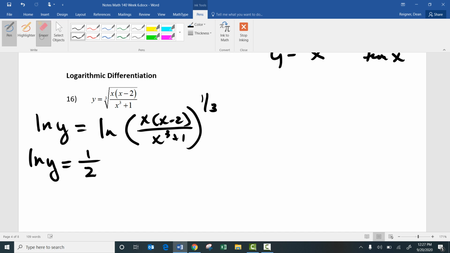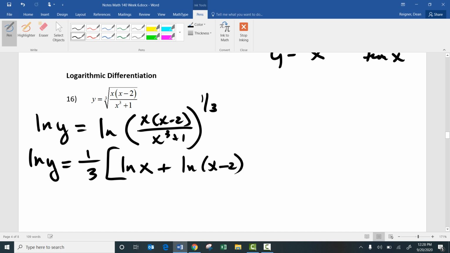Whoops, 1/3. And then what we're going to do, just like we did before, is expand this. Okay, so we'll put a little parentheses there. So the first thing is natural log of x. Multiplication means plus. So then the next thing is natural log of x minus 2. And then since it's division, it's minus natural log of x cubed plus 1. Right? And then we'll close it off. So this 1/3 will just go with everything.